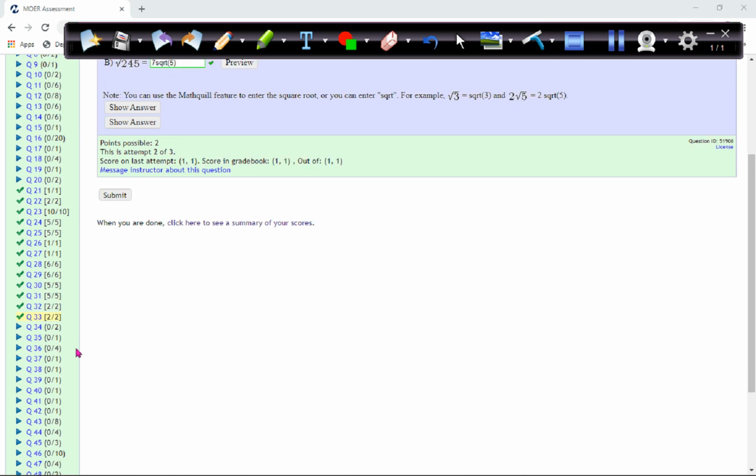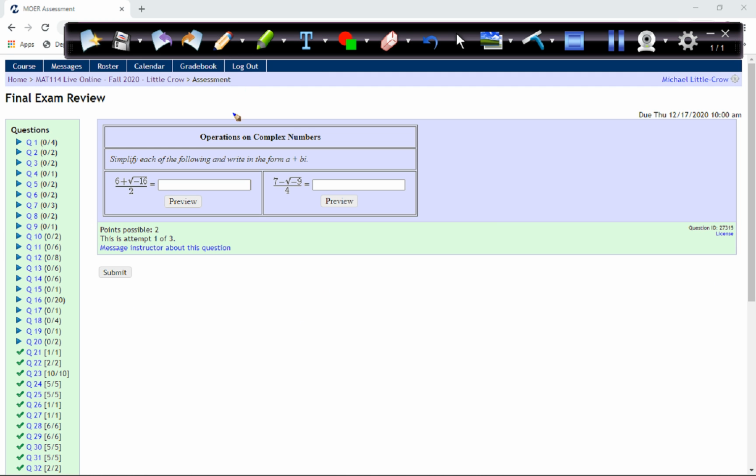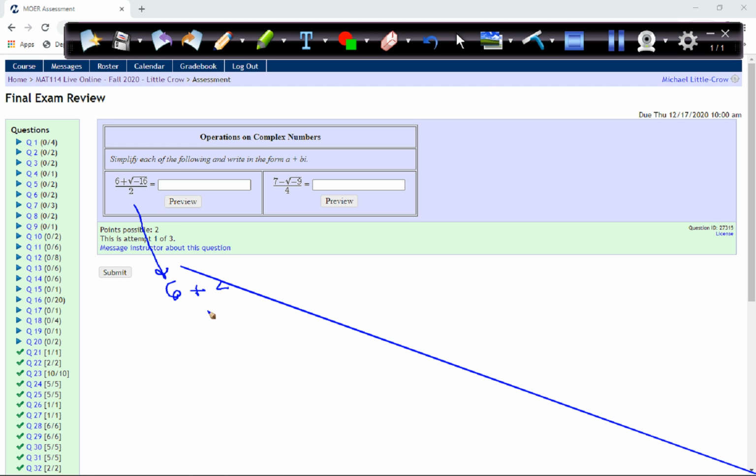Okay, so that's simplifying square roots. Question 34. Simplify each of the following, write in the form a plus bi. Okay, so this is our complex numbers. When we have a square root of a negative number, remember that that's where the imaginary numbers come in. So we're going to go with 6. The square root of 16 is 4, and because there's a negative, that gives us an i, the imaginary number, divided by 2.